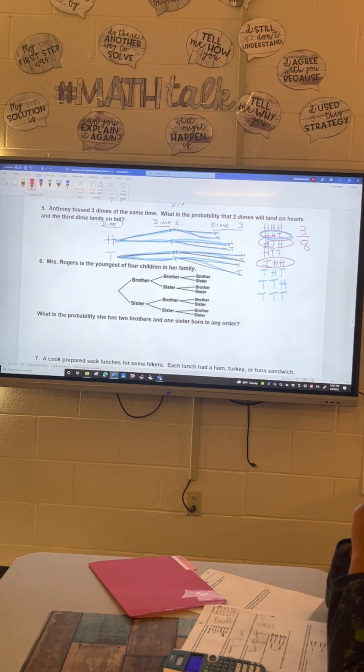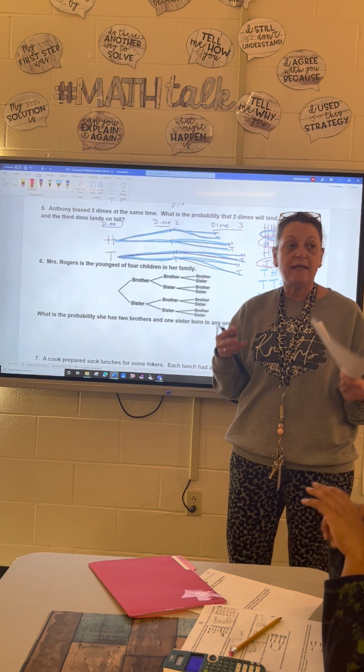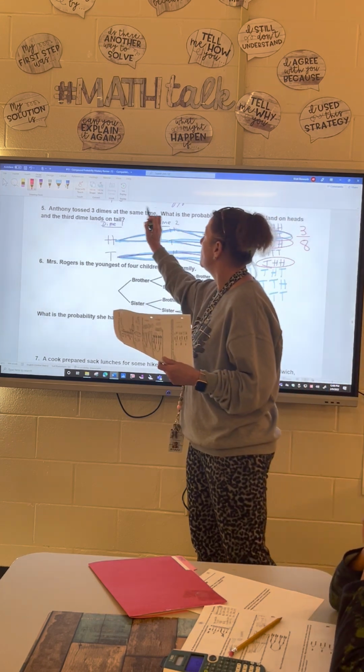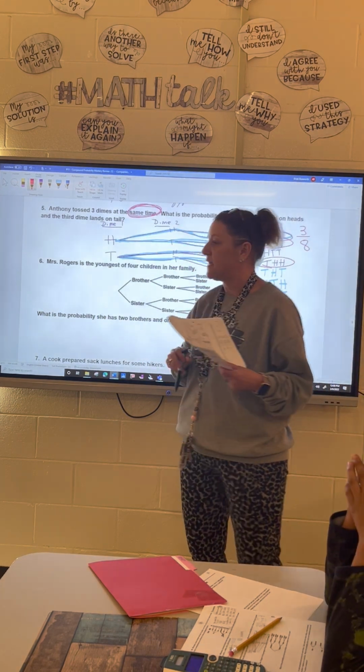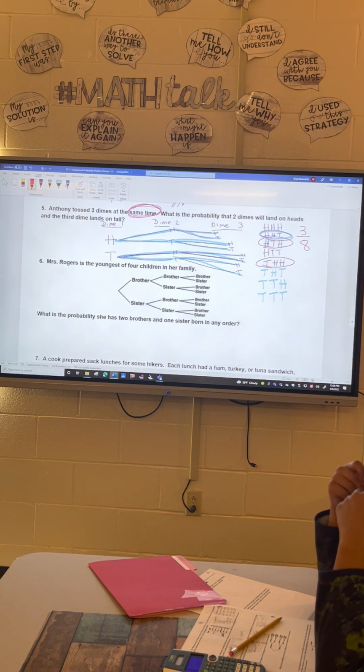The key to knowing that this is the kind of probability we want to be dealing with in 7th grade is the words right there. It says they tossed them at the same time. Okay? Questions?